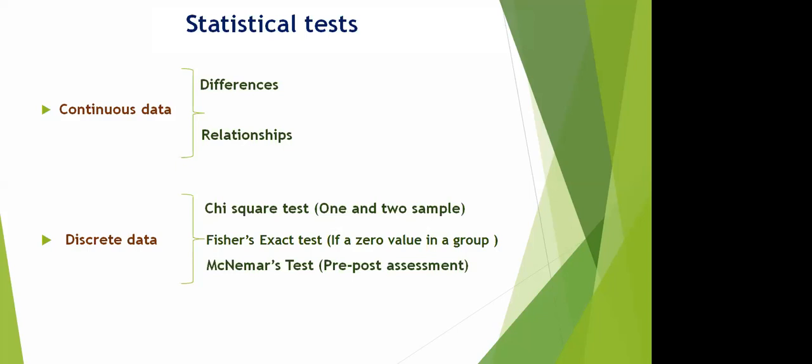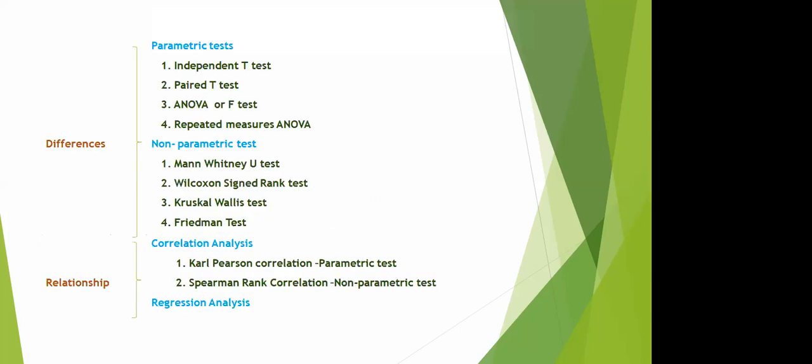That is in the case of continuous data. With the help of continuous data, we need to prove either the difference occurred is significant or the relation occurred is significant. These are the two situations when we use continuous data. And for discrete data, once again, for continuous data we have the various tests in the next slide.